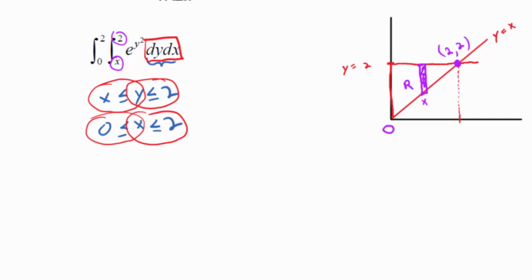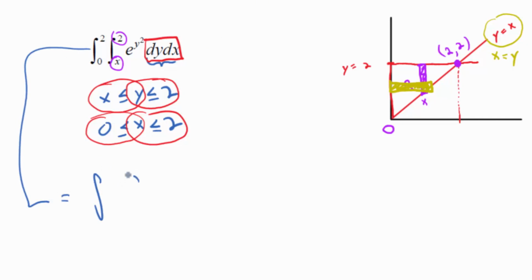Okay, so now what do we do to reverse the order of integration? Let's draw a horizontal rectangle, something like that. Now, instead of thinking of it as y equals x, we think of it as x equals y. So here's your template integral. This integral up here is going to equal, the integrand doesn't change, it's still e to the y squared. But it's going to be dx dy, so you're going to integrate with respect to x first.